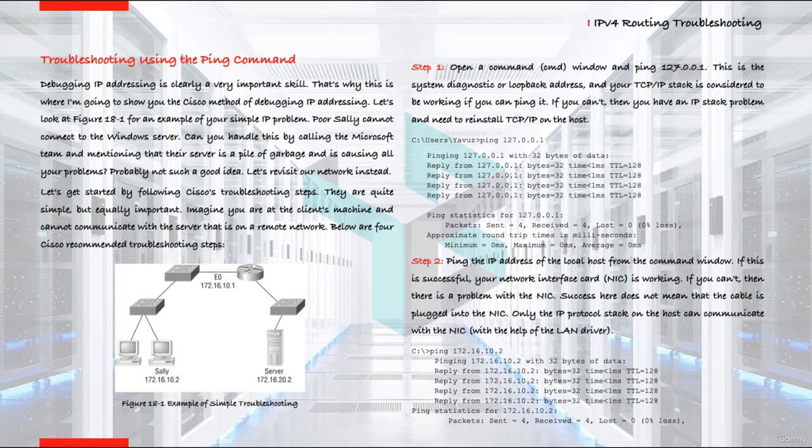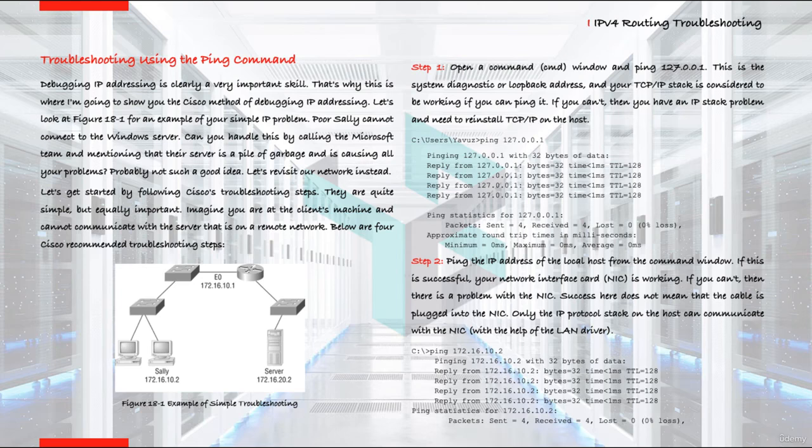First we open a command line on the PC. When we open the command line we ping 127.0.0.1. This IP address is the system diagnostic or loopback address. If we can ping this address, it means that your TCP/IP stack is working. If you cannot ping this IP address, there is a problem with the TCP/IP stack on your computer and you will need to reinstall TCP/IP on the host.